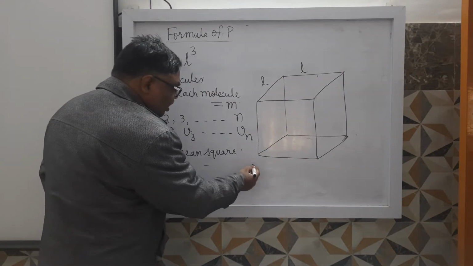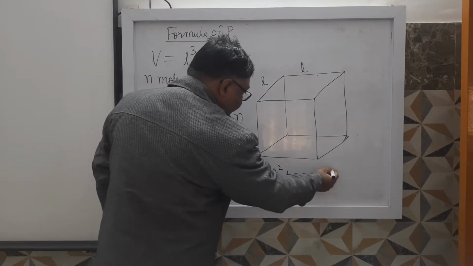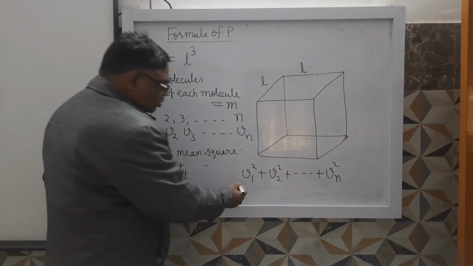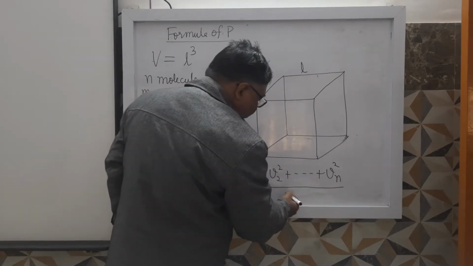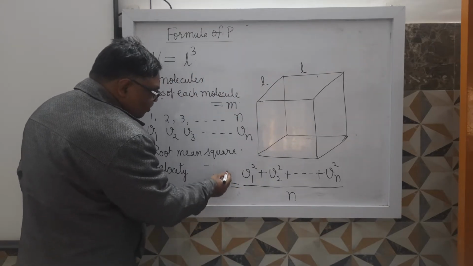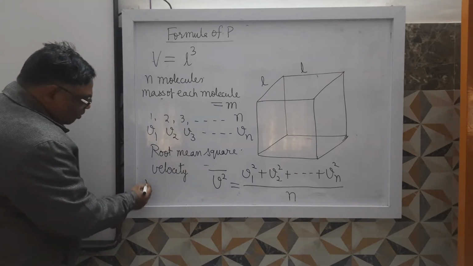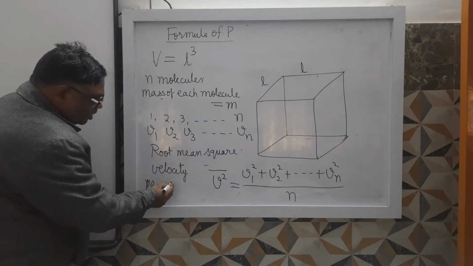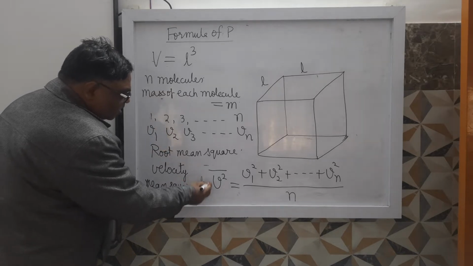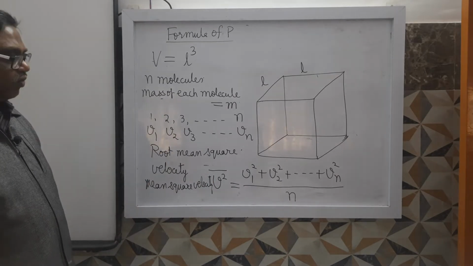So v1 square plus v2 square plus and so on plus vn square, and there are how many velocities? N velocities. So their mean will be this. This we call the mean square velocity. What is v square bar? It is the mean square velocity. What is the meaning of mean square velocity? Means the mean of the squared velocity.